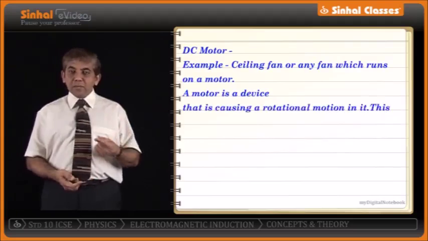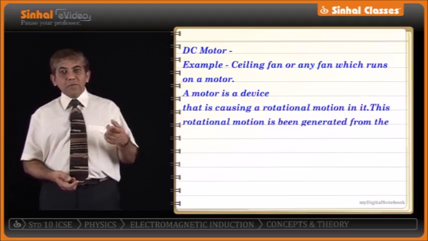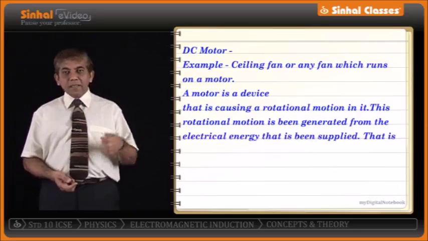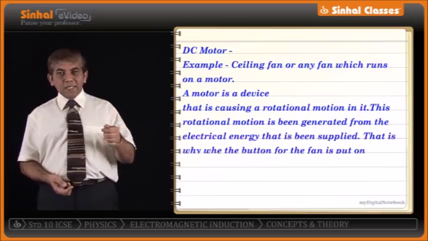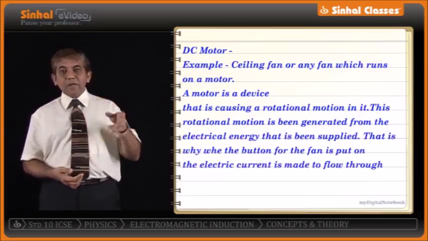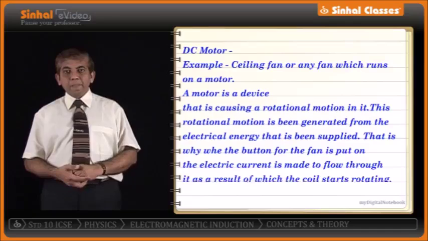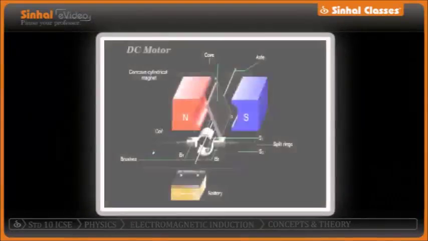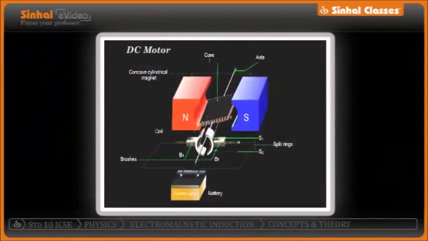How does this rotational motion come across? This rotational motion is being generated from the electrical energy that is being supplied. That is why when I put on the button for the fan, the electric current is made to flow through it. As a result, the coil starts rotating. Well, this is just a know-how explanation, but going into the details of it, a DC motor basically consists of a horseshoe magnet with concave poles. It has a coil that is being connected across, and you see the various parts that are shown over here.